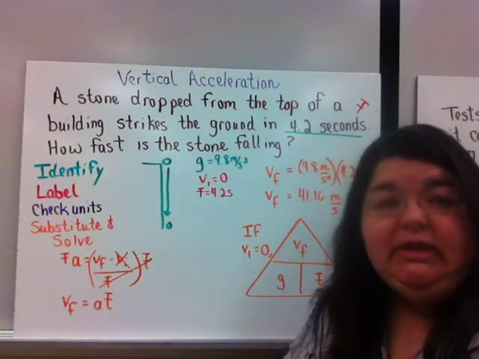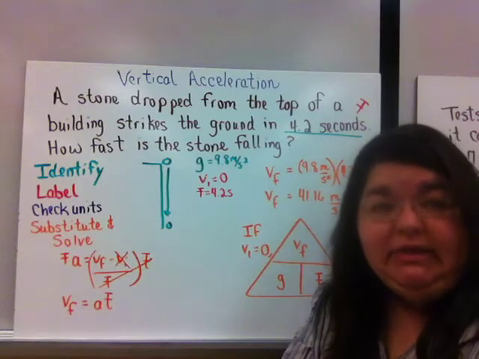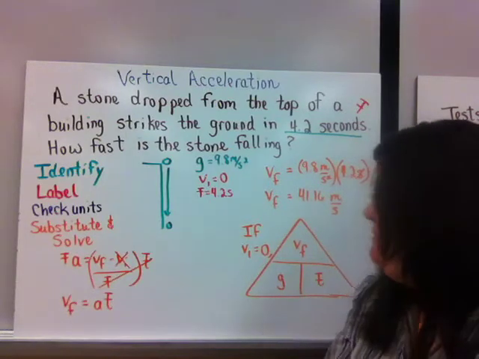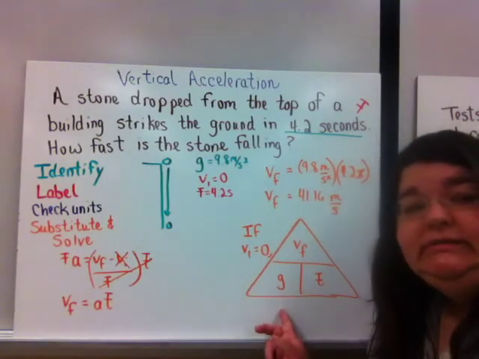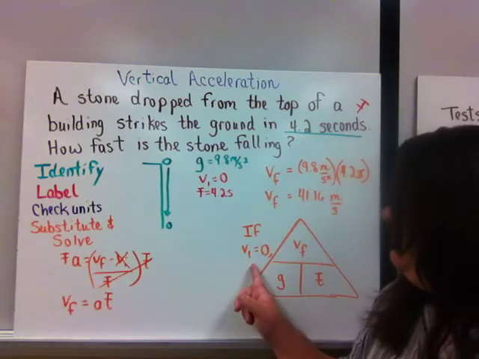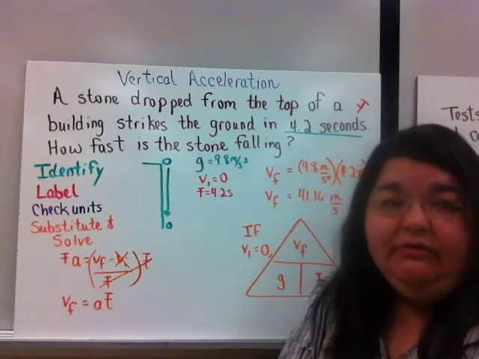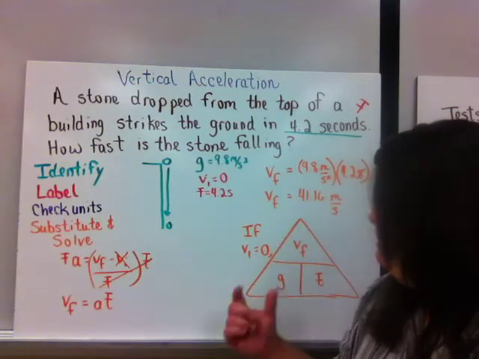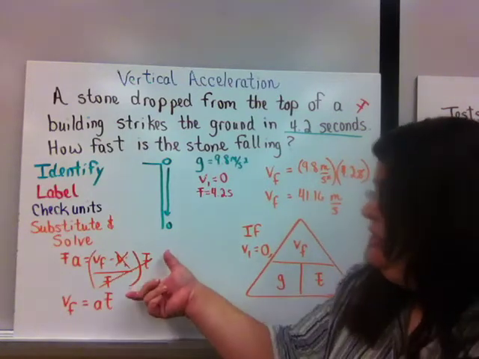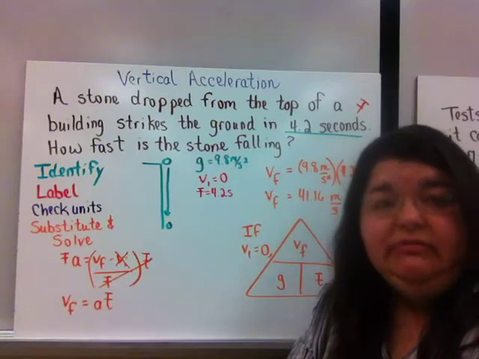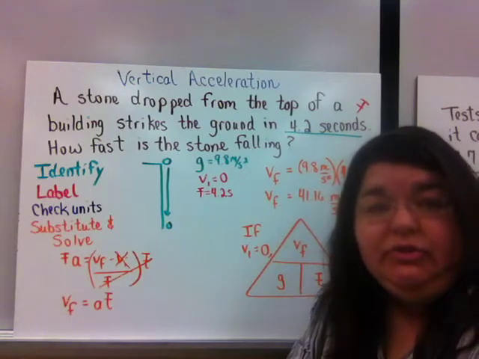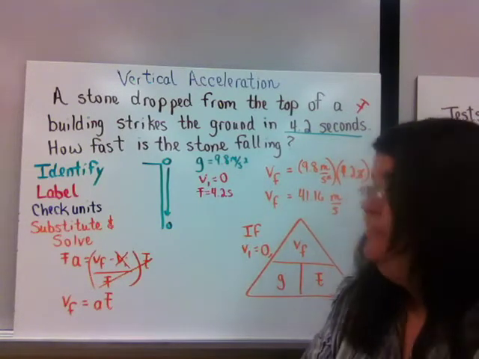Now, for those of you that like triangles, you may use a triangle here, but please remember, this triangle is only true if VI equals 0. If you have a value for VI, you cannot use this 3-variable equation. You would have to use the equation for acceleration that includes VF minus VI.